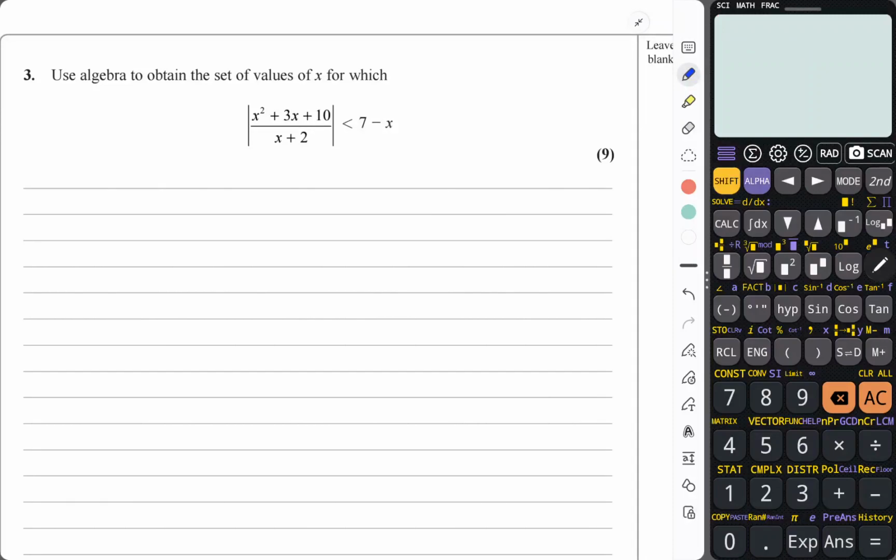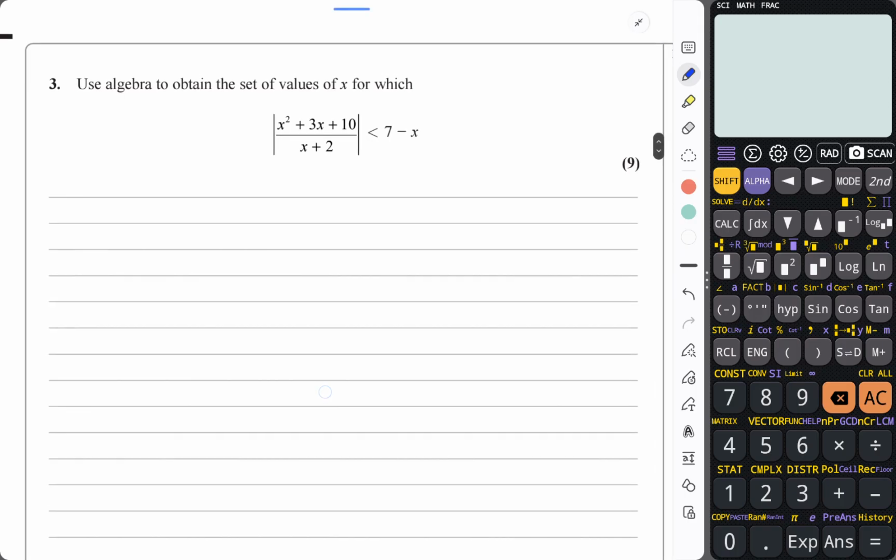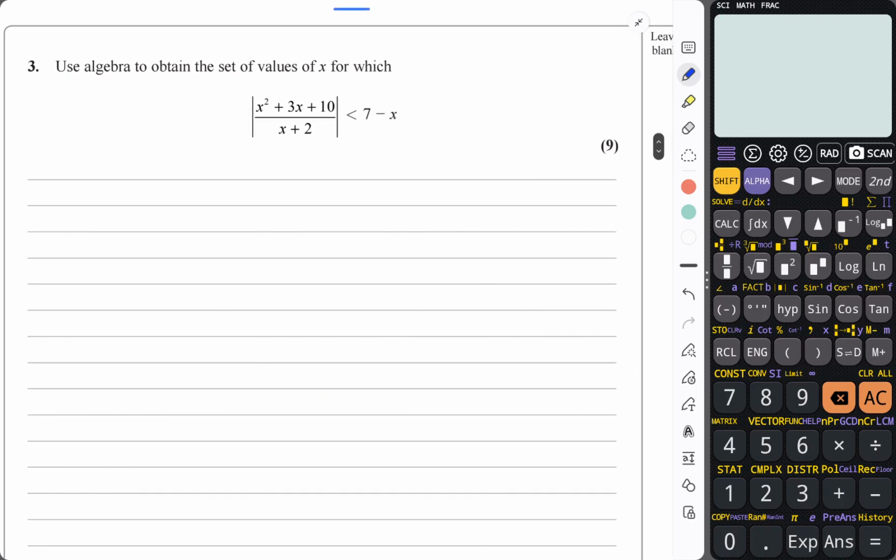Hi there, let's have a look at question 3. This is an inequalities question, and it tells us to use algebra to obtain the set of values of x for which this particular inequality holds. Now, just before we dive into it, let's have a quick recap.